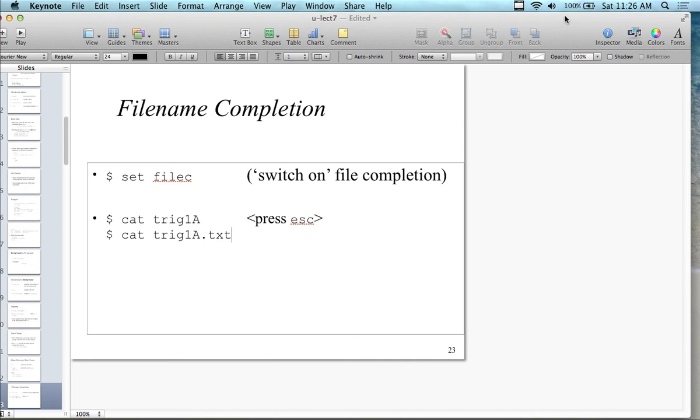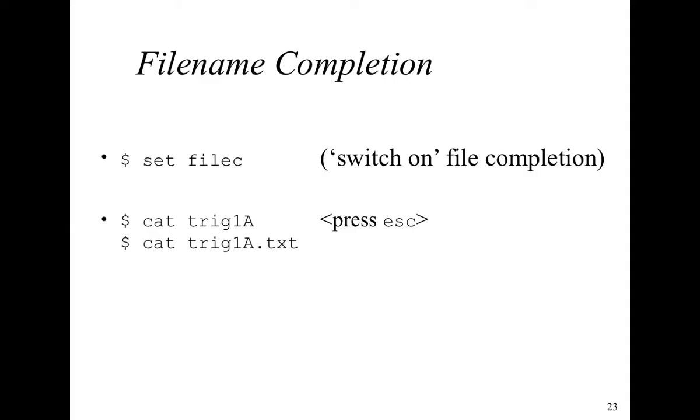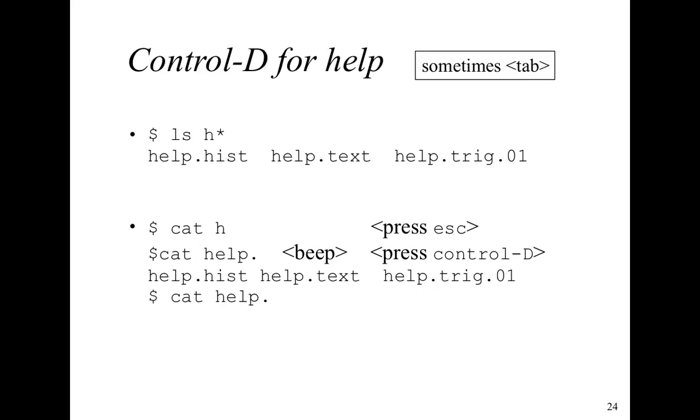So we have the escape. I had to hit escape twice in order for it to work on my system, but it did work as soon as I typed in the right command, actually. But I typed in the command in the other shell that I was in. So, all right. So Control Z puts it in the background. Control C interrupts it. Control D for help. Sometimes the tab key works. So ls h*, then I got h.history, h.text, h.trig01. Cat, and then I can say cat help, and then I can press Control D. So Control D for help.